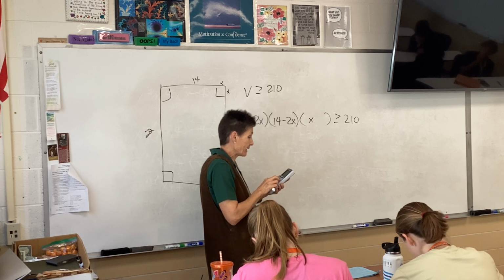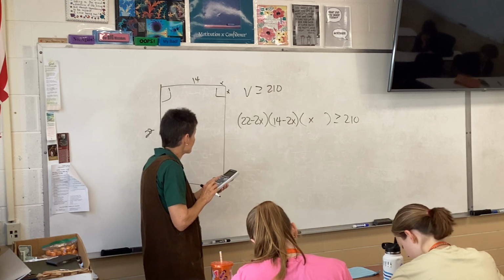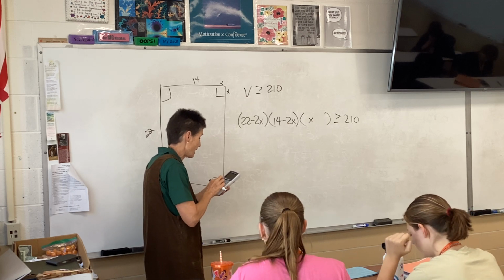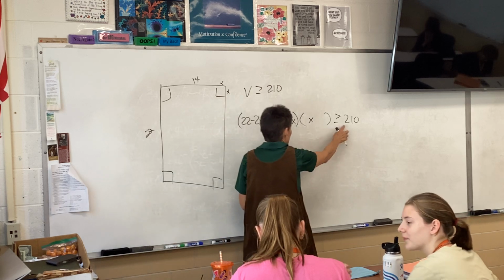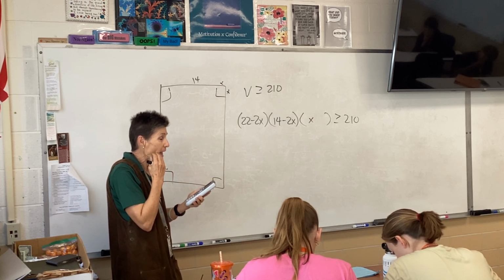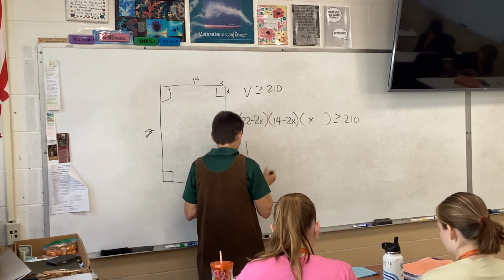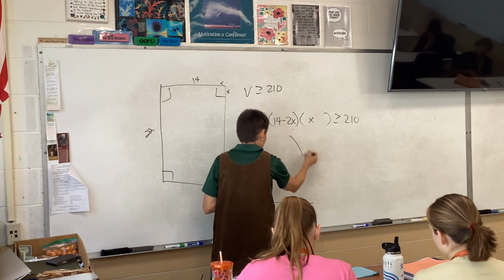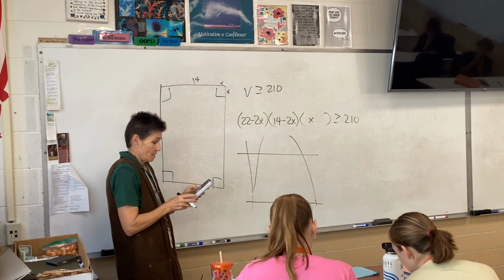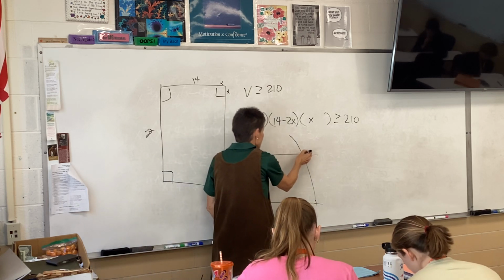All right. Now, I'm going to clear out my old equations and type in 22 minus 2x, 14 minus 2x, and x. So this is going to be one equation, and then 210 will be the other one. And when I hit graph, I'll show you what I do see: this and this. And that's what I need to see, right?